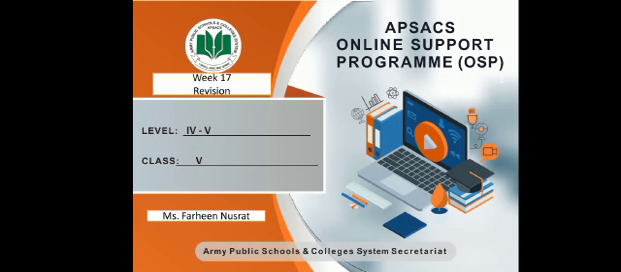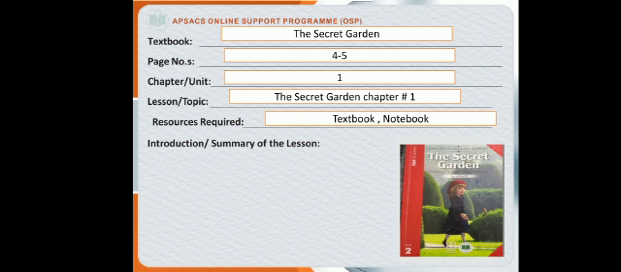This is week 17 of English Literature class 5. Textbooks: The Secret Garden, page number 4 and 5, chapter number 1, lesson 1. Resources required: textbooks, notebook.